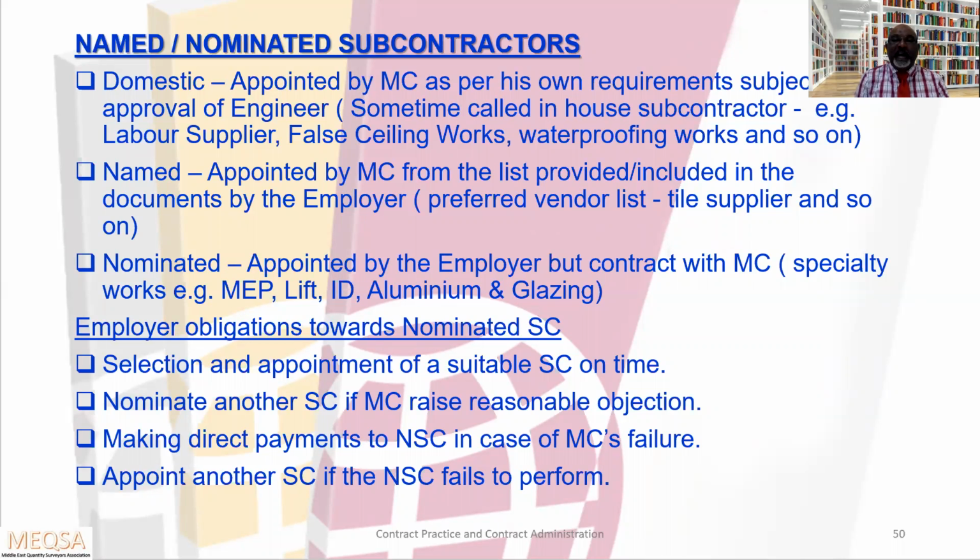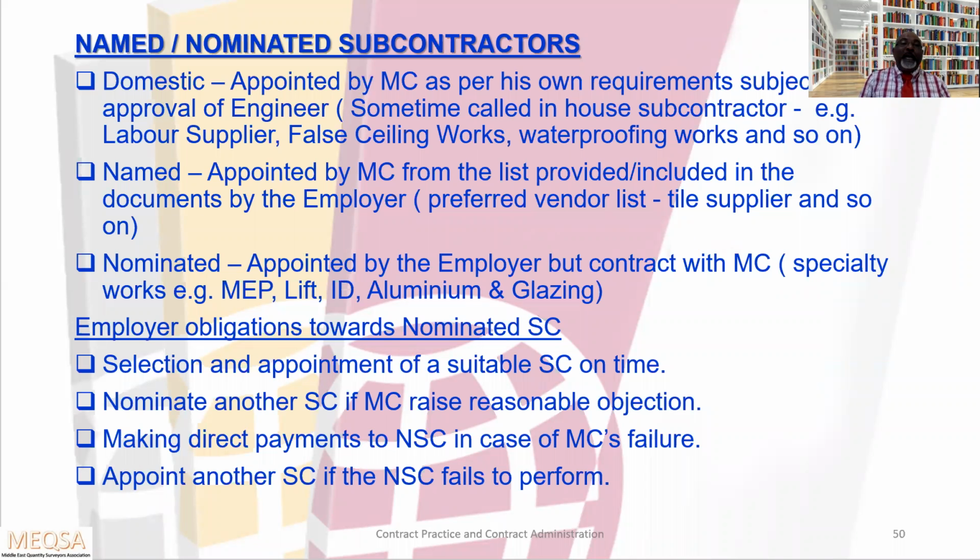The next one, the named contractor, is appointed by the main contractor from the list provided by the employer in the documents. During the tender, the employer will issue the preferred vendor list in the tender document, as we mentioned in session 1. So if, for example, the tile supplier is on the list, then there is no need to get approval. You just notify the engineer: this supplier is already named in the contract document, so we are moving with this one.